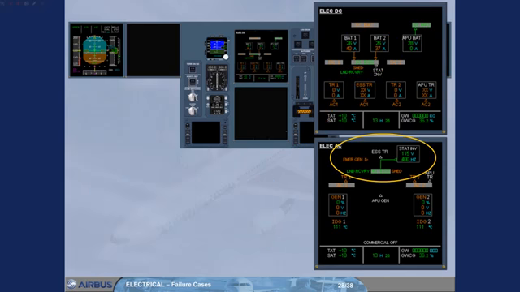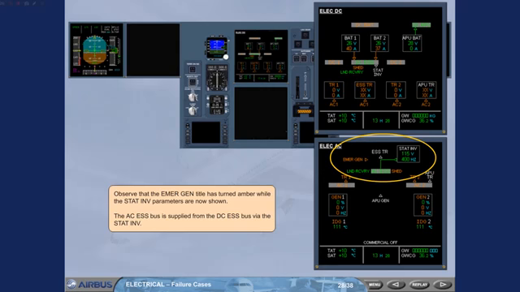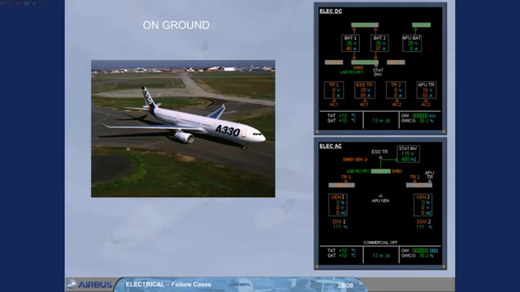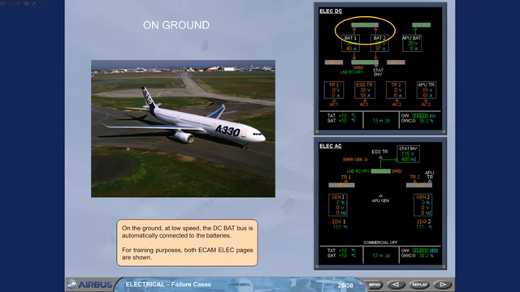Observe that the EMER GEN title has turned amber, while the static inverter parameters are now shown. The AC essential bus is supplied from the DC essential bus via the static inverter. On the ground at low speed, the DC BAT bus is automatically connected to the batteries. For training purposes, both ECAM electrical pages are shown.